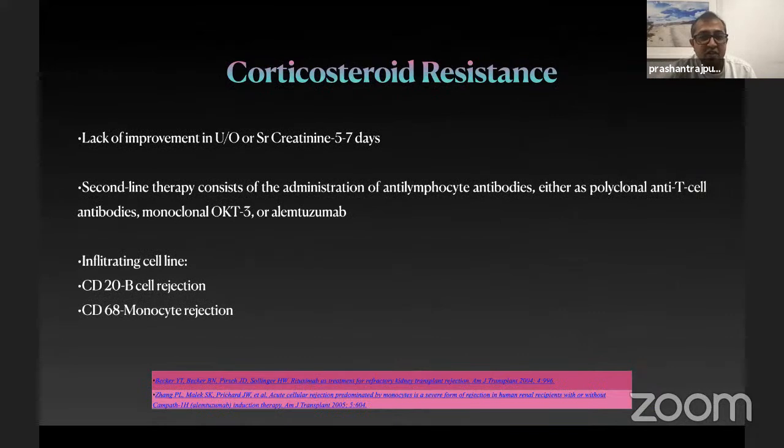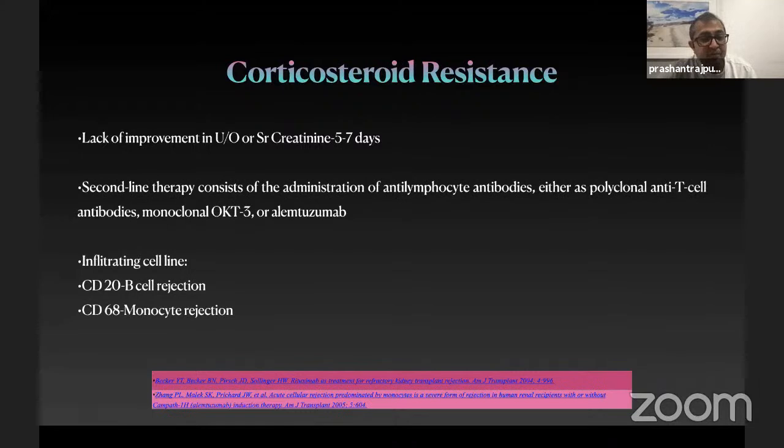So what is steroid resistance? If you have a lack of improvement in the urine output, and if the serum creatinine does not come down by 5 to 7 days, this is a steroid-resistant rejection. You then need to administer anti-lymphocyte antibodies, either polyclonal antibodies in the form of thymoglobulin, OKT3, which is now not available, or alemtuzumab, which is available at some centers.